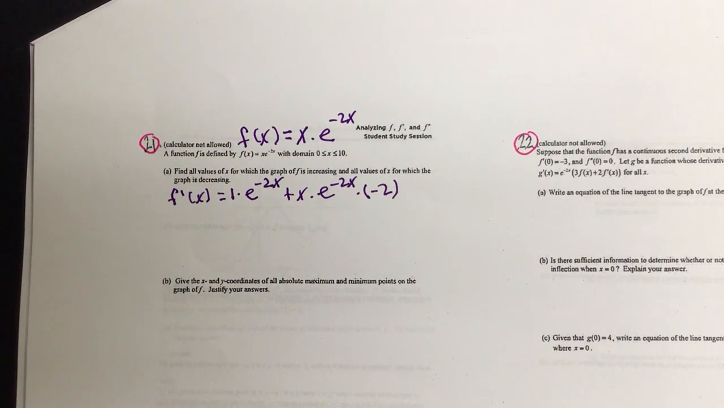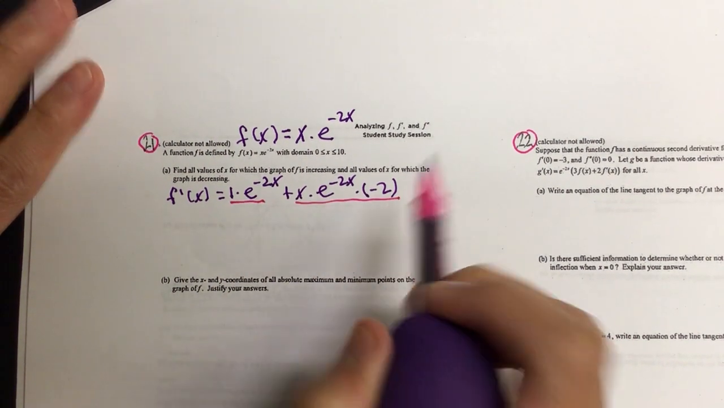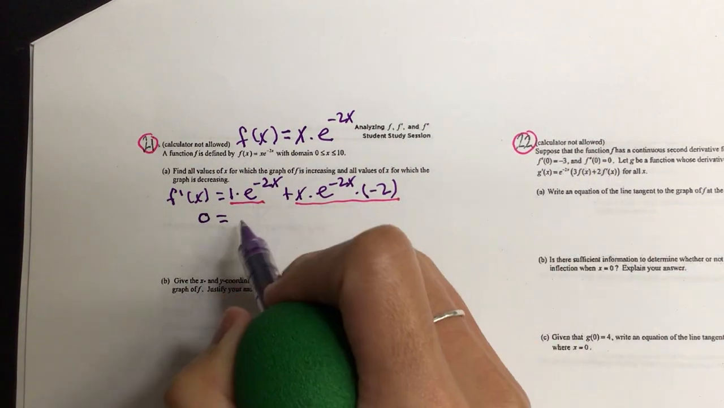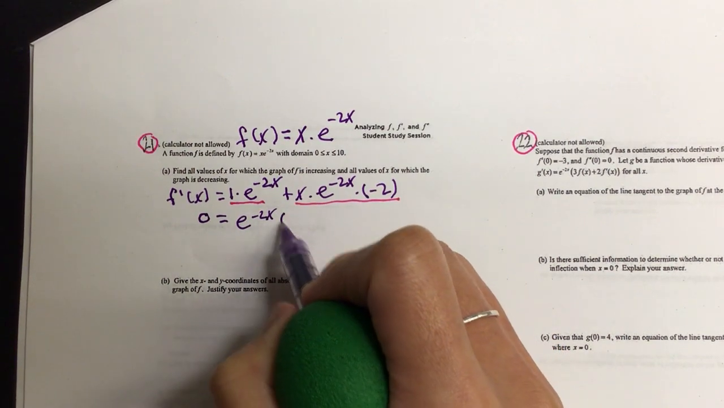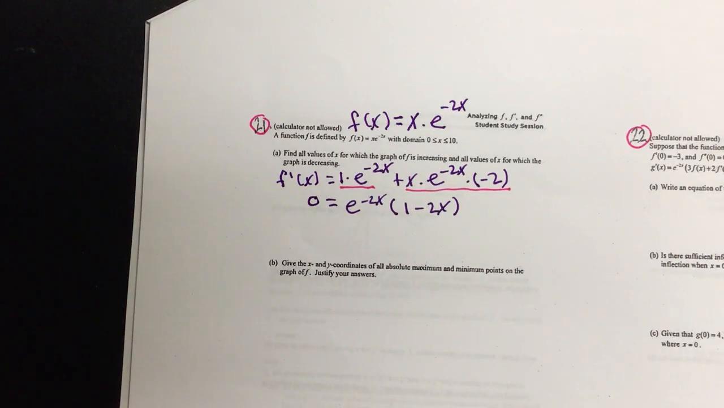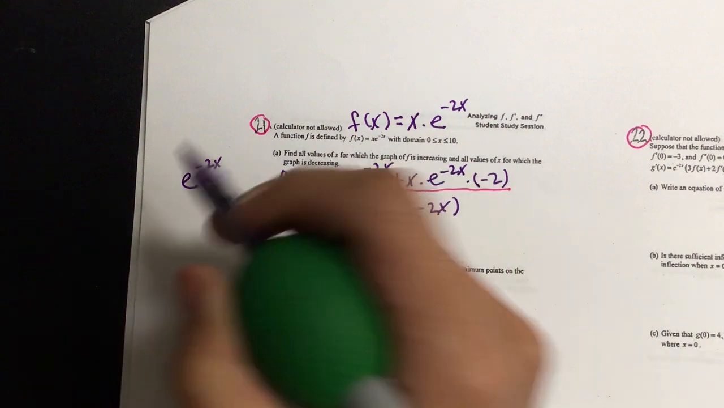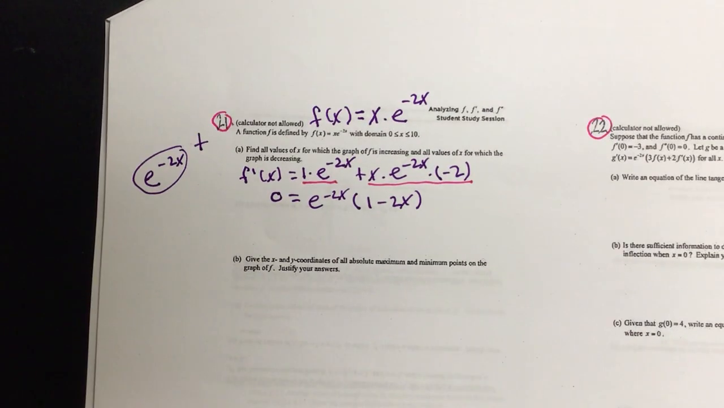So then let's see what is common between these two. We have e to the negative 2x on both of them. So let's factor that out and also set them equal to 0. E to the negative 2x, 1 minus 2x. And we know e to anything is always what? This is always positive.